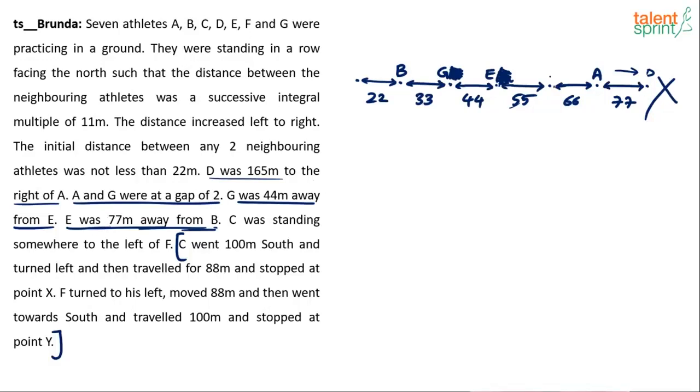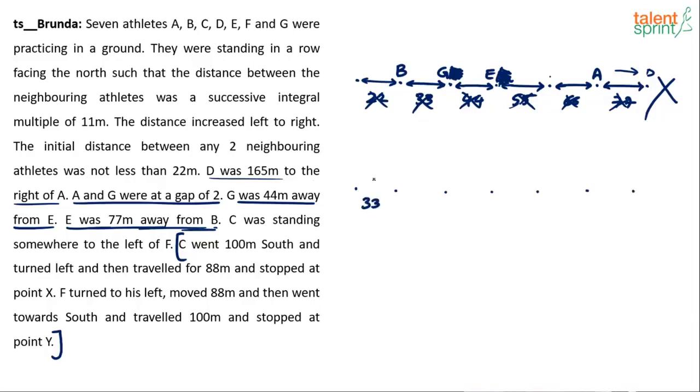This has gone wrong because 22 is not the starting point. Yes or no? Because it is not satisfying all the conditions. If I start with 22, then all the conditions are not satisfied. So let me try with the other one. Same thing again. 1, 2, 3, 4, 5, 6, 7. This time I will start with 33.